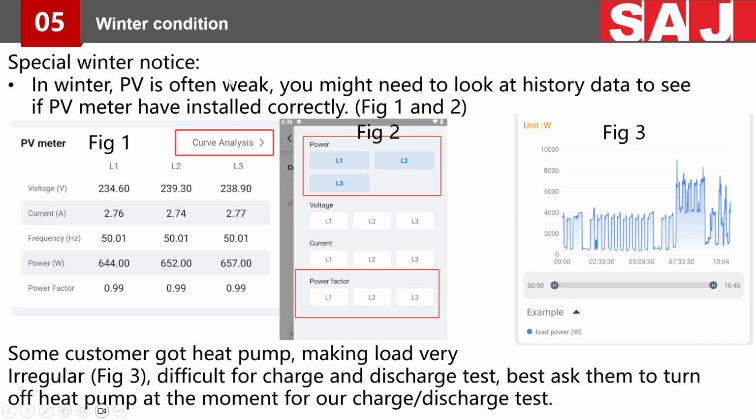If in winter the PV is weak, you can look at the historical data, like the PV meter curve analysis, click on power factor, and then it comes up. So you can see the historical data. And some customers have heat pumps and they have very irregular loads.